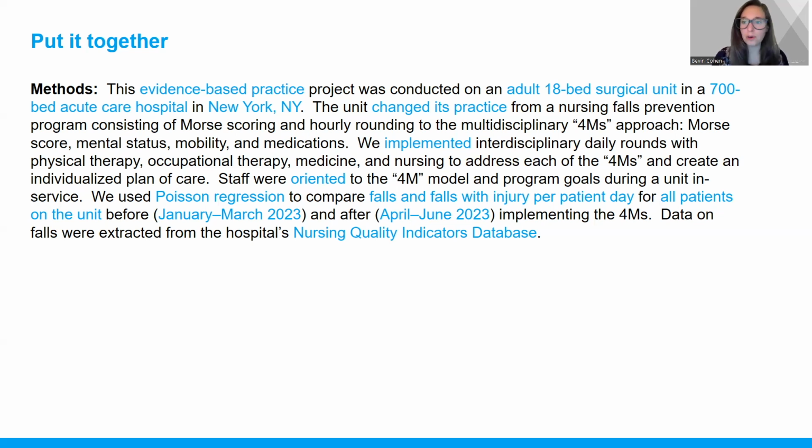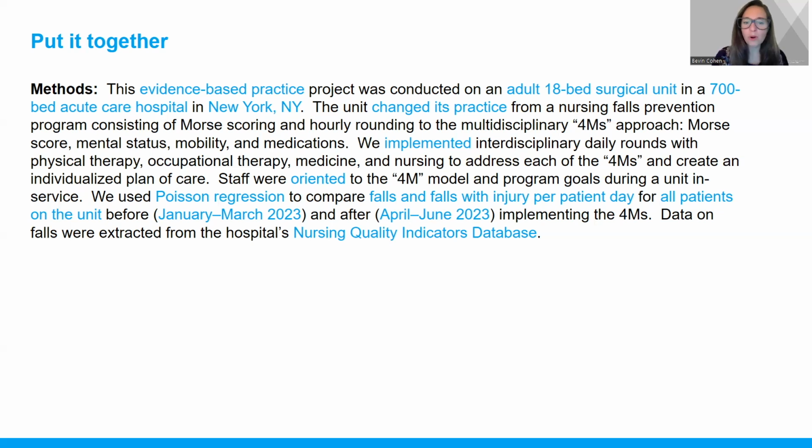Next, you're talking a little bit about your analysis and what data you used to do the analysis. So you can tell your audience that you used Poisson regression to compare falls and falls with injury per patient day for all patients on the unit before and after implementing the 4Ms. So let's break this sentence down a little bit more. Poisson regression is your statistical analysis. That's how you did the comparison.